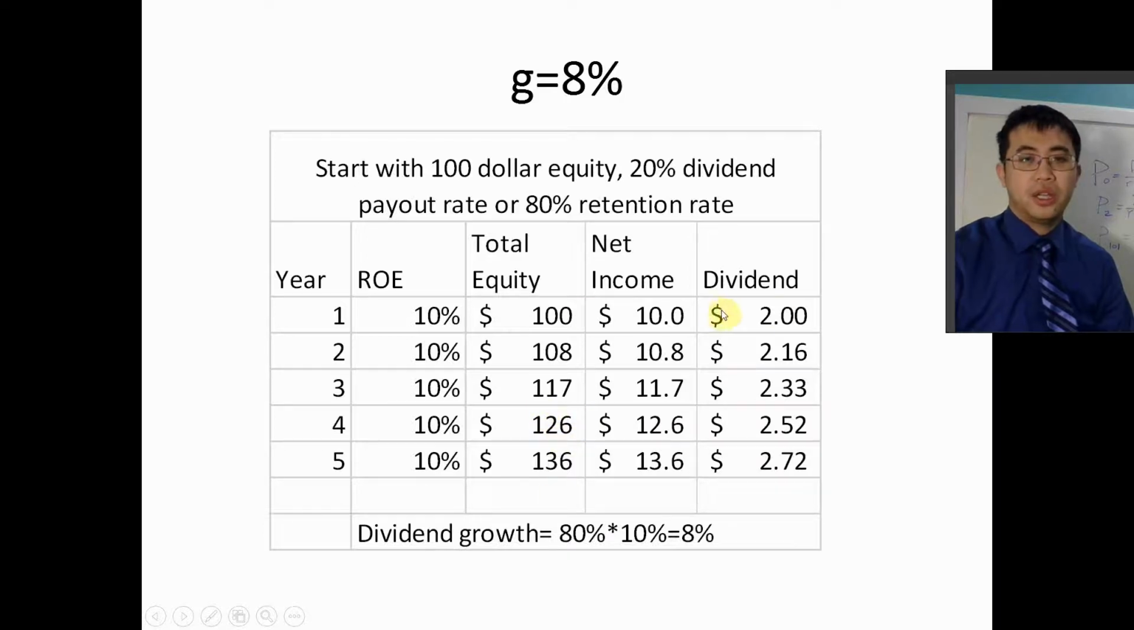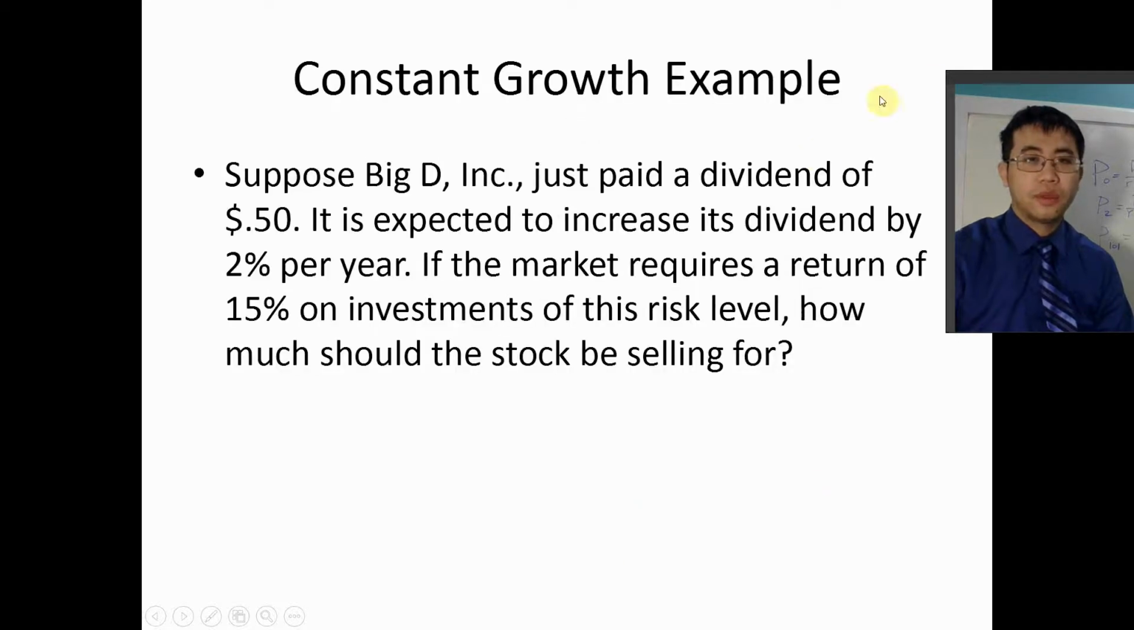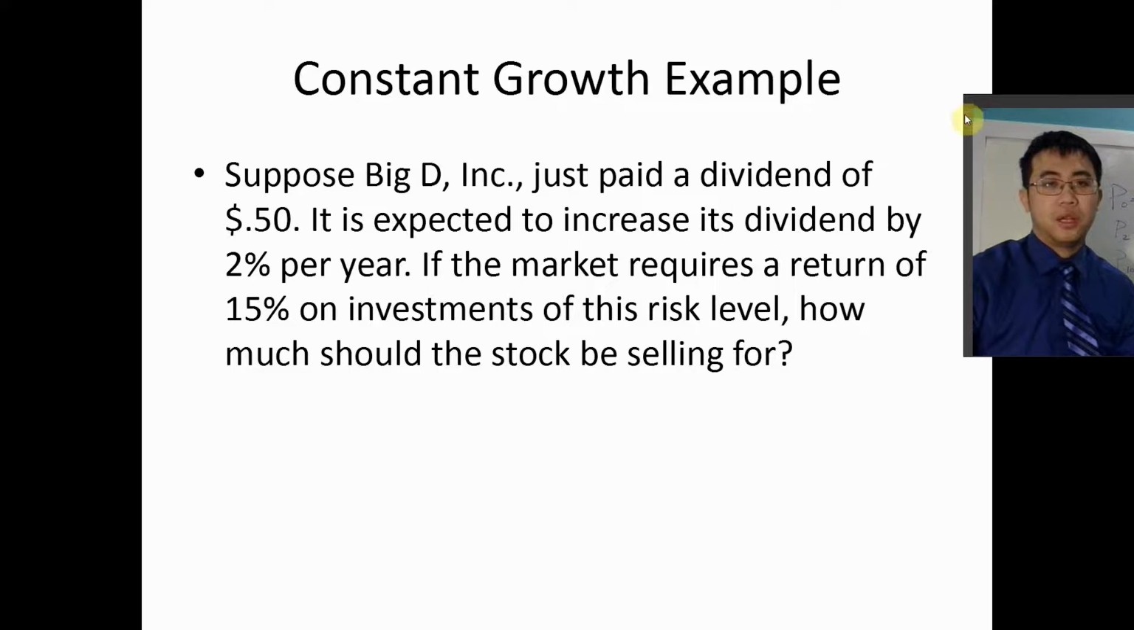As you can see, your total equity keeps growing with the same return. You will get more and more net income, and with the same dividend payout ratio, you would get more and more dividends. So the dividend growth rate is 8%. It's the 80% retention rate times the 10% ROE.